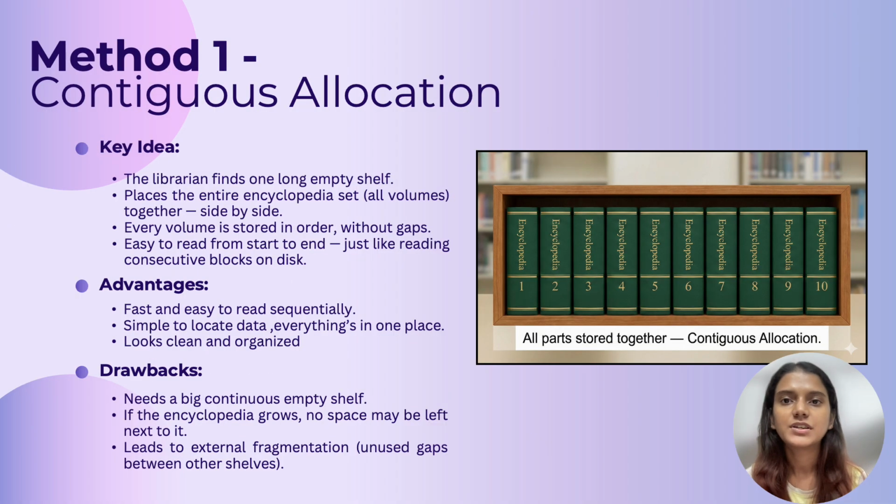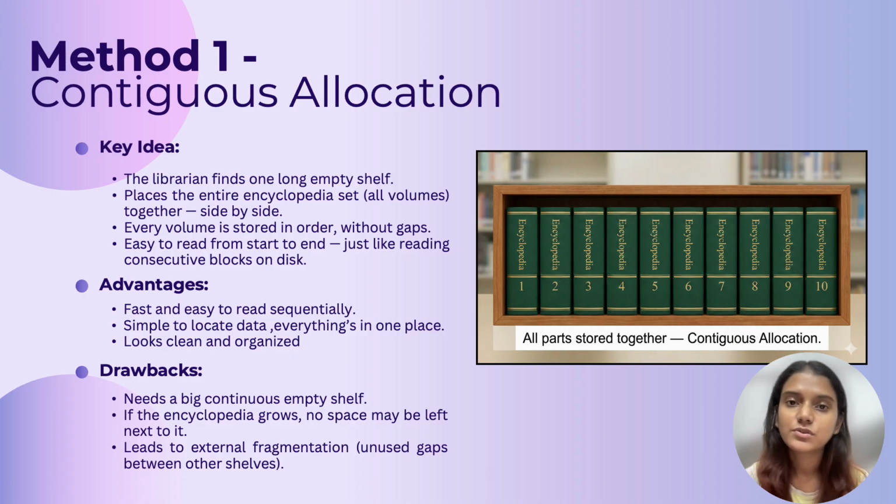The first strategy is called contiguous allocation. Picture the librarian finding a long empty shelf and placing an entire encyclopedia set, all volumes from beginning to end, right next to each other with no gaps. Everything is neatly arranged in one continuous stretch. This makes it incredibly easy to read the set. You simply start at the first volume and move straight across. The OS behaves the same way. It stores all parts of a file in consecutive disk blocks.